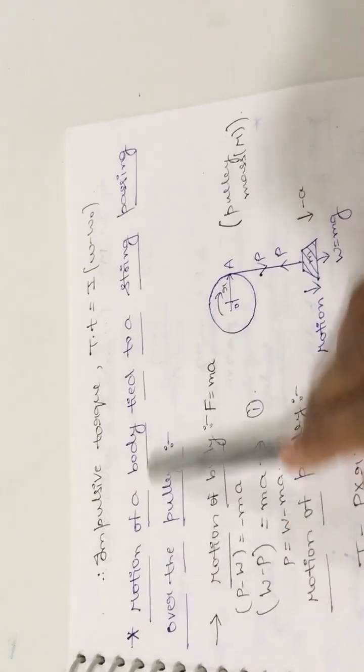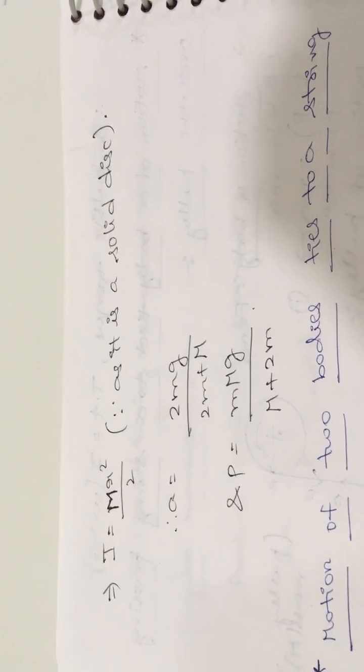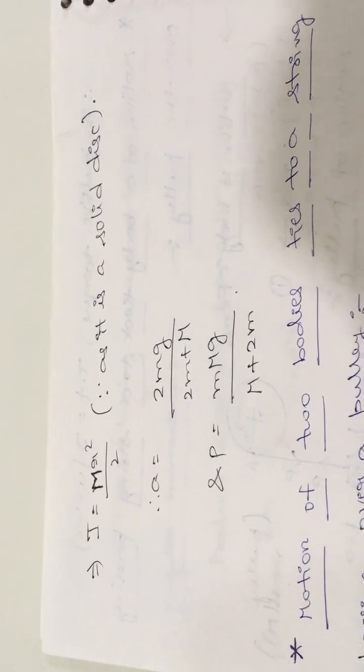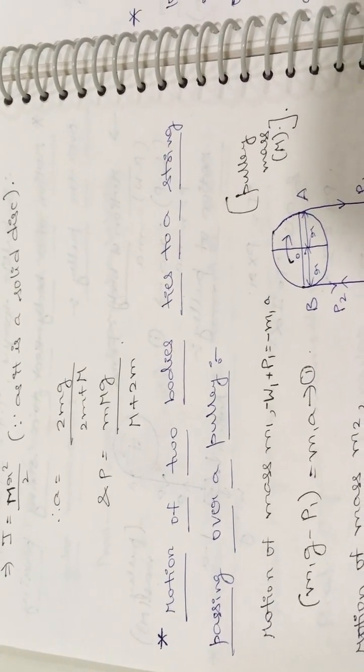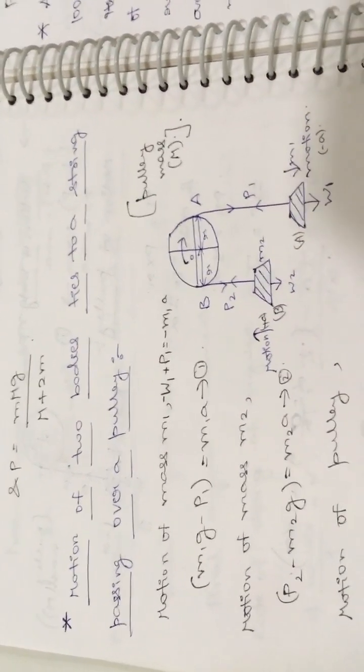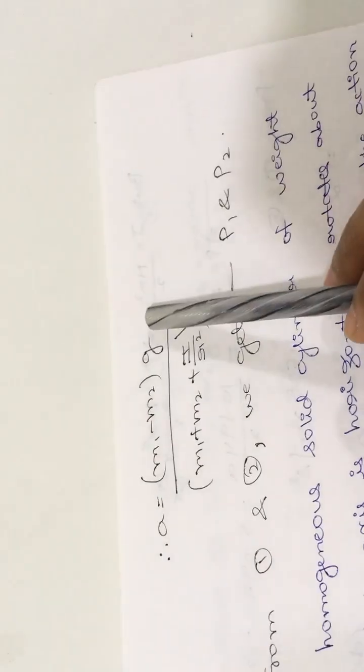Now once again, see the two types. This is the motion of the body tied to a string passing over the pulley. Here only one pulley and one body is there. This is the derivation part to calculate the force and acceleration values. Next, the second type is the motion of the two bodies which are tied to a string passing over a pulley. Here one pulley is there and two bodies are there. So this is the derivation part to calculate the acceleration, P1 value and P2 value.